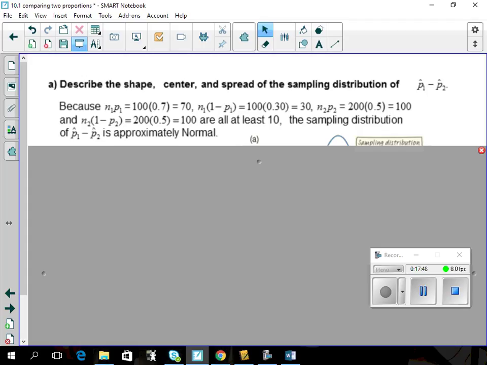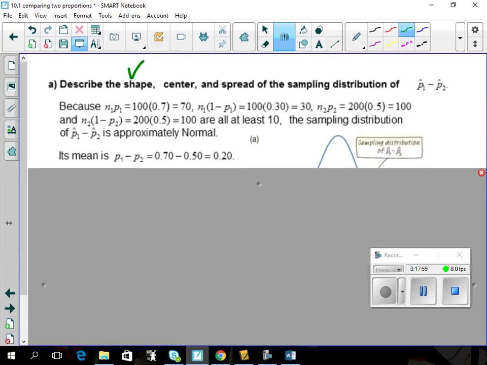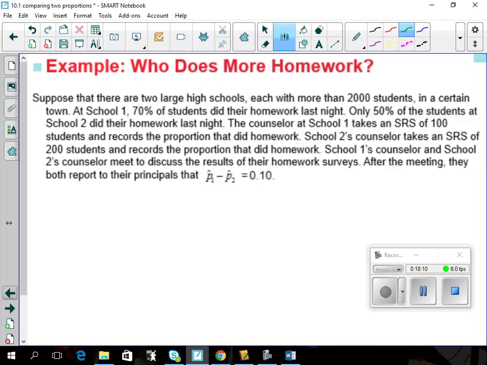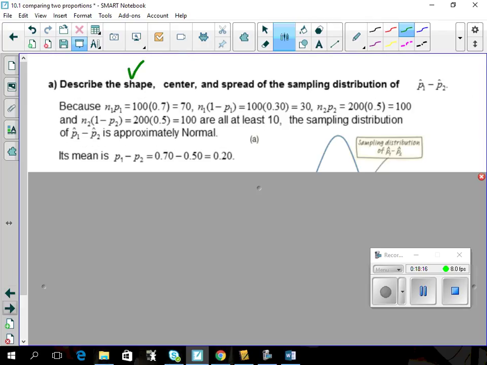Okay, good. So we got shape. What about center? Did they give it to us? What was the center? 0.2, right? That wasn't the sample though, was it? The sample was 0.1, wasn't it? Didn't they tell you that in the problem? All right, that's our sample. The claim is 0.7 minus 0.5. Do you agree? Okay, good. So we know that that's our center.